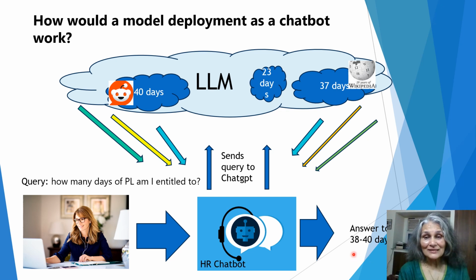It may have seen this number. For example, I have pictured it here. It might have seen a Reddit forum having a discussion on privileged leave being 40 days. In another website, it might have seen a figure such as 23 days. And yet in another website, maybe Wikipedia, it might have seen a number such as 37. So overall, on the basis of this, maybe as an average, it will generate an answer of 38 to 40.